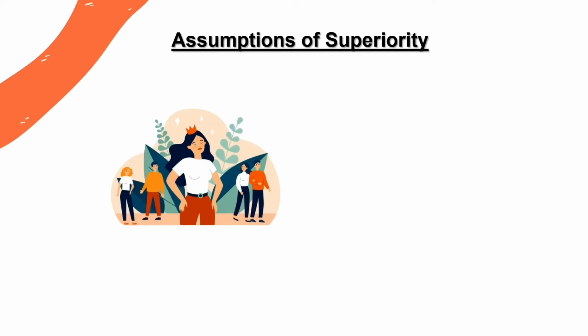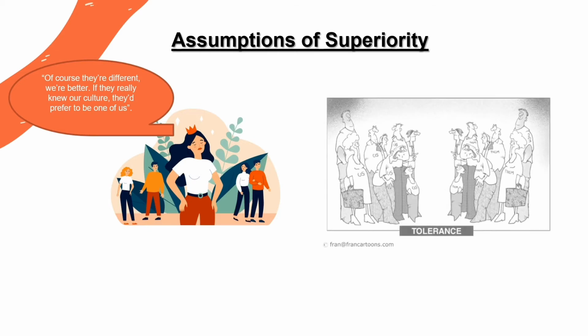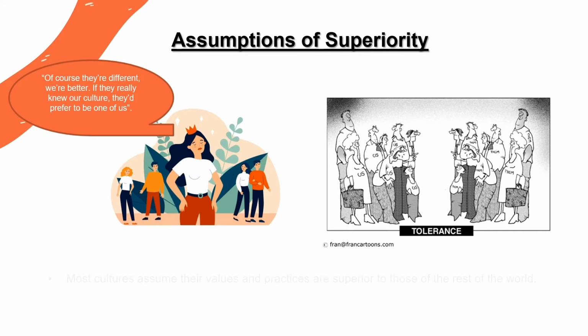So we can recognize the people who show responses that involve the assumption of superiority towards differences in culture when they say something like, "Of course, they're different, but we're better. If they really knew our culture, they would prefer to be one of us." Most cultures assume their values and practices are superior to the rest of the world. For example, the Japanese think of the outsiders as barbarians, while the Chinese would consider only Chinese to be cooked and all outsiders to be raw, which means that the outsiders are not familiar with the civilized culture of the Chinese. So these two cases indicate the fact that people tend to look at their own culture as superior, while the other as inferior.